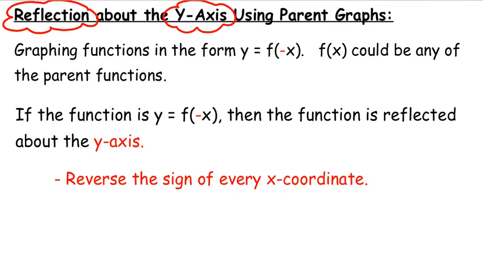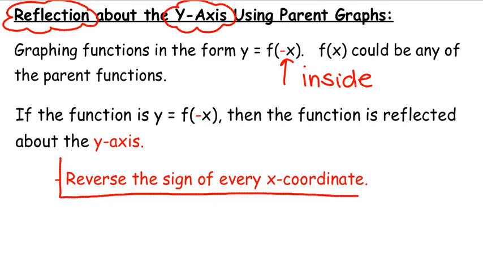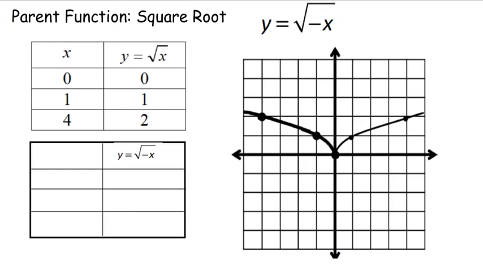All right, the next one is when you have a reflection about the y-axis. The difference with the y-axis reflection is now the negative x is inside the function. And that's going to reflect it about the y-axis. Now we're going to do the opposite. We're going to reverse the sign of every x coordinate. All right, let's go ahead and do an example.